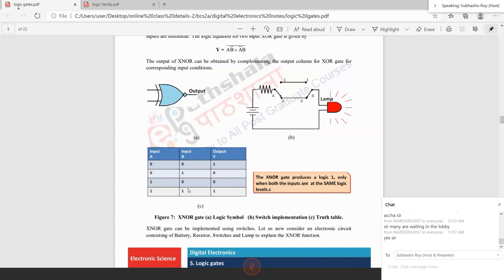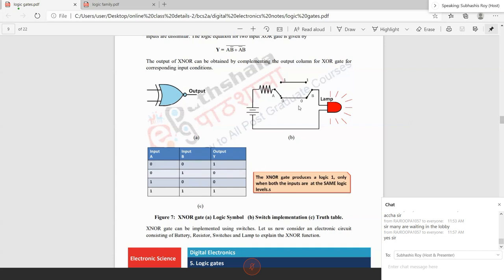Okay, so this is a practical scenario. Suppose you are designing a system where 2 inputs, or maybe n number of inputs, are coming, and you want an output only when all the inputs are the same. In that case you have to design an XNOR gate having n inputs.